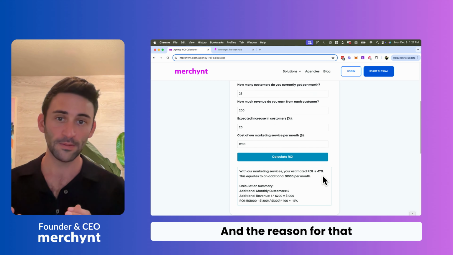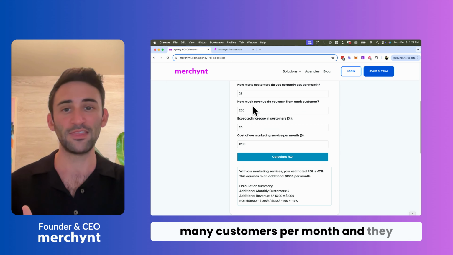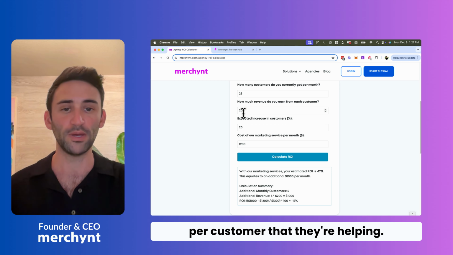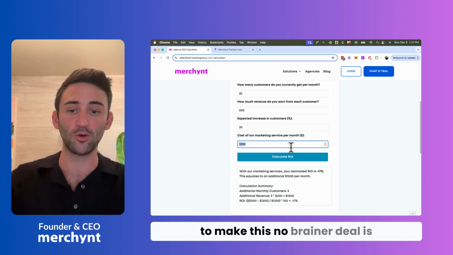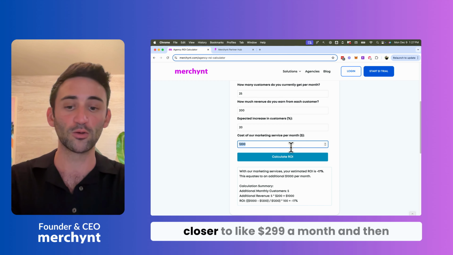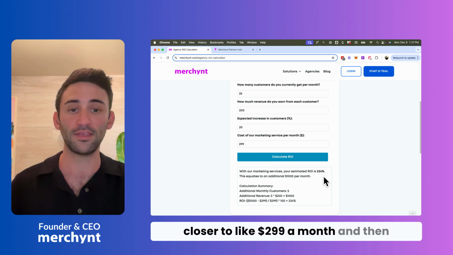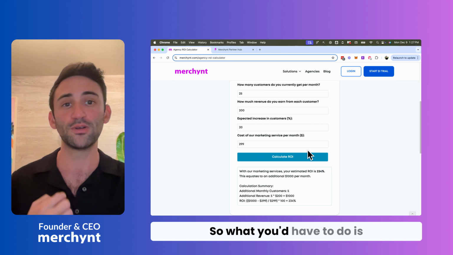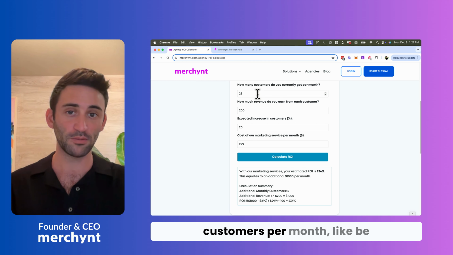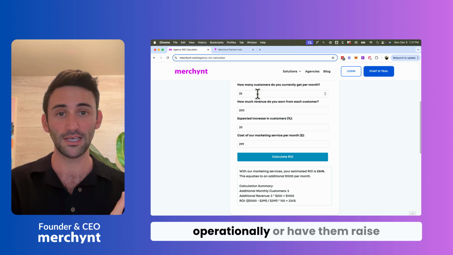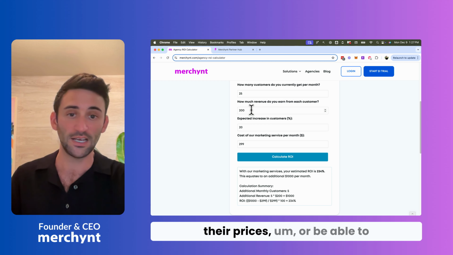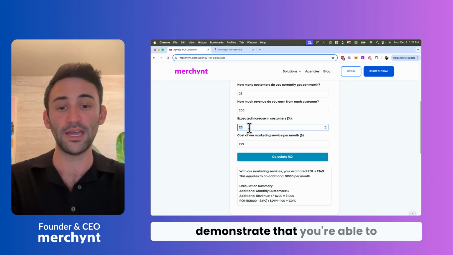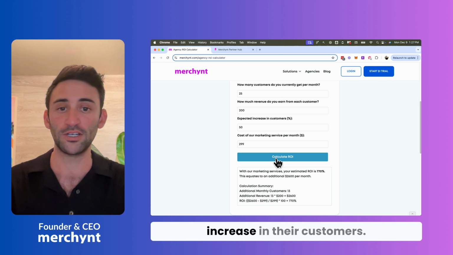And the reason for that is that they're not able to help as many customers per month, and they don't earn that much per customer that they're helping, right? So what you'd probably have to do to make this a no-brainer deal is probably bring this price down closer to like $299 a month. And then they're still getting an ROI, but it's still kind of hard to justify. So what you'd have to do is either help them serve more customers per month, like be able to go to more houses operationally, or have them raise their prices, or be able to demonstrate that you're able to provide them a much greater increase in their customers.